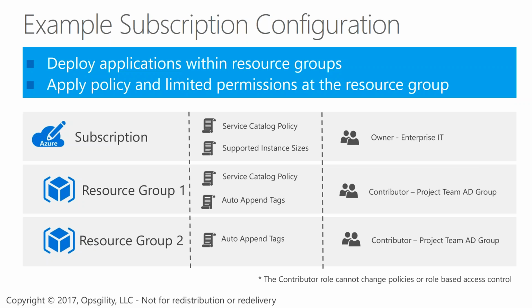Yep, this slide really is kind of showing an example of using policies and RBAC. You can see at the subscription level we've set up a service catalog policy. So we're defining what services can be deployed as well as supported instances, sizes, and there's only really one group at that level, and that's the enterprise IT owners. And then at each resource group level we might be applying different policies, and there's different RBAC owners or contributors set.